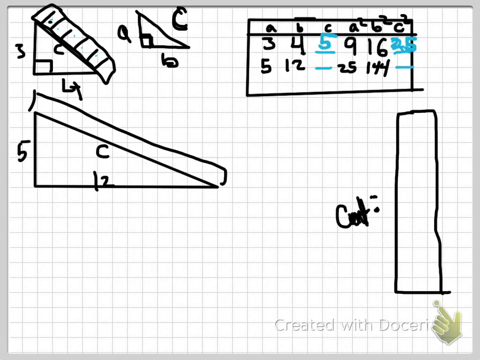Okay, C should have been, when you measured it, 13 squares. So C is 13. 13 squared is 169.